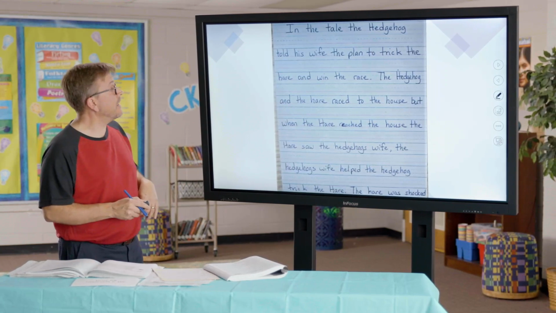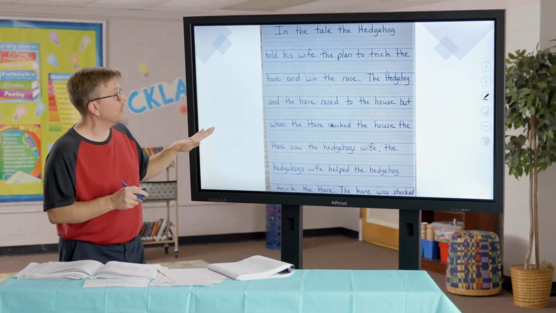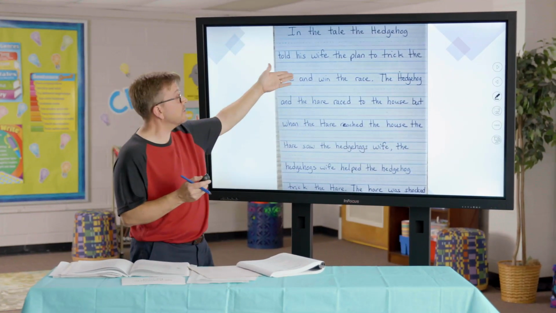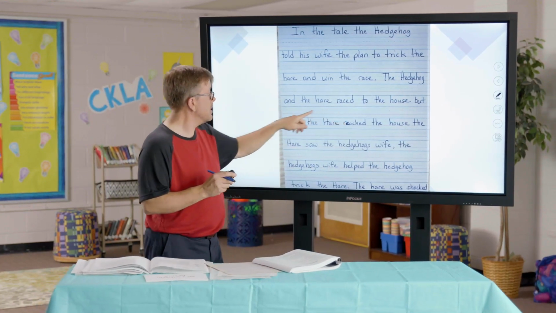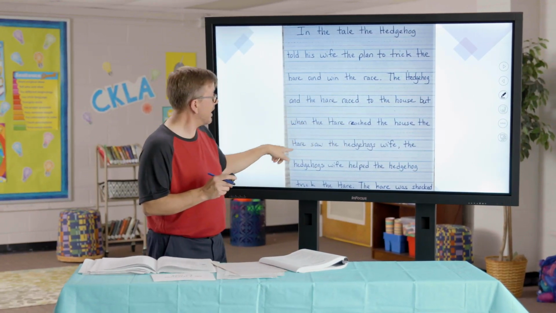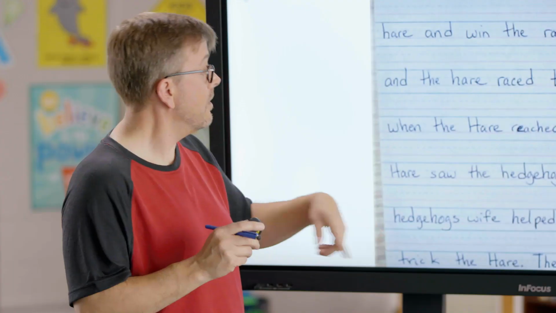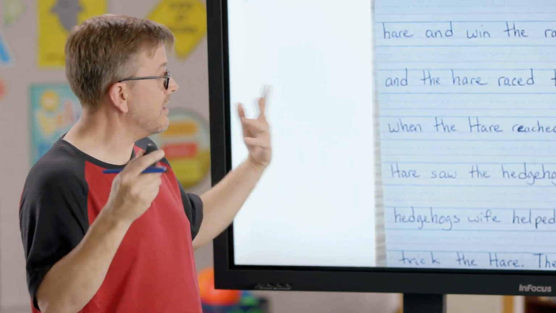All right, in the tale, the hedgehog told his wife the plan to trick the hare and win the race. Again, this writer's got a good grasp of spelling because everything looked pretty good there. The hedgehog and the hare raced to the house, but when the hare reached the house, the hare saw the hedgehog's wife. The hedgehog's wife helped the hedgehog trick the hare. Okay, no words reach out at me and tell me they're spelled wrong.